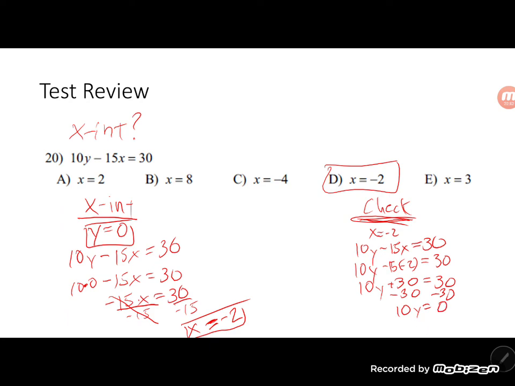And again, there's two ways to look at this. I can ask myself 10 times what equals 0, and I can know that the answer is going to be y equals 0. Or I can see that 10 is multiplying y, so I can divide it by 10. So 0 divided by 10 equals 0, and so y is equal to 0, so that is good. That is my x-intercept.